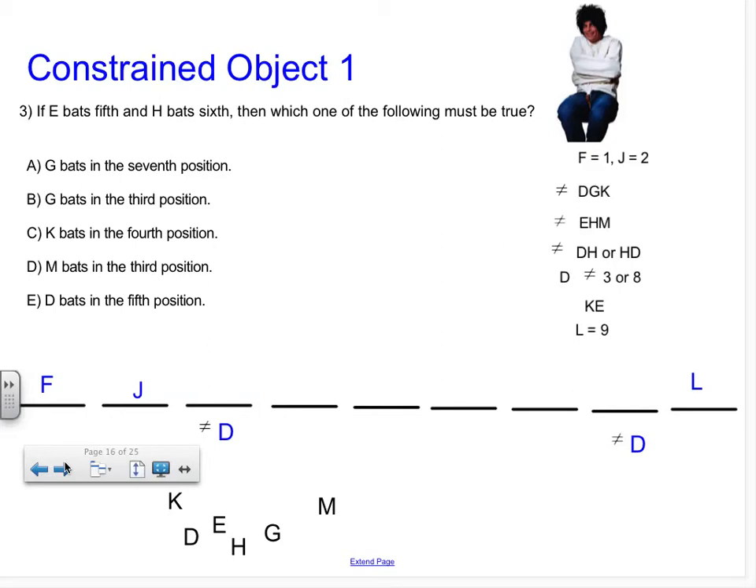Let's read the following question together. If E bats 5th and H bats 6th, then which of the following must be true? In other words, there's no other alternative. So first off, let's place our variables in the appropriate spots. E's in the 5th position, H is in the 6th position, and we're going to put boxes around our constrained variables so we're not tempted to move them.